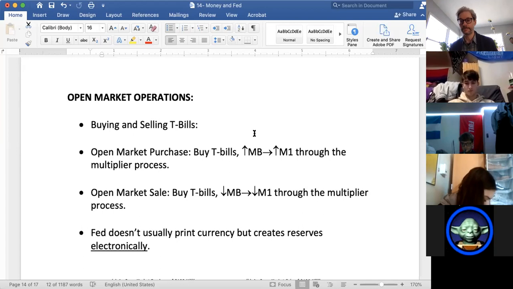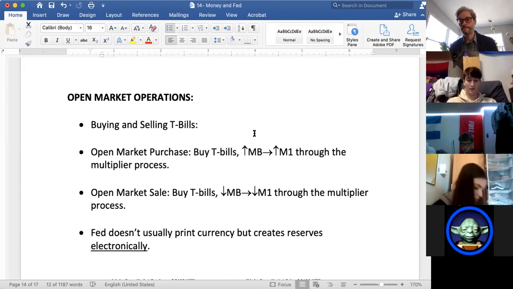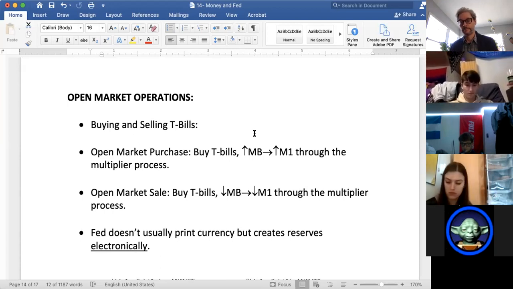What's happened to the money supply? Well, what happened when the Fed hit that button? They bought treasury bills. What did they pay for those treasury bills with? New money. Money that never existed before. So when the Fed conducts an open market purchase, in other words, when they buy treasury bills, they are increasing the monetary base. They are creating new money.